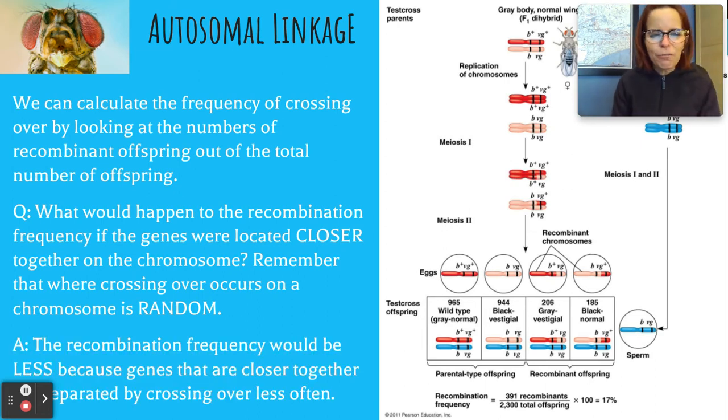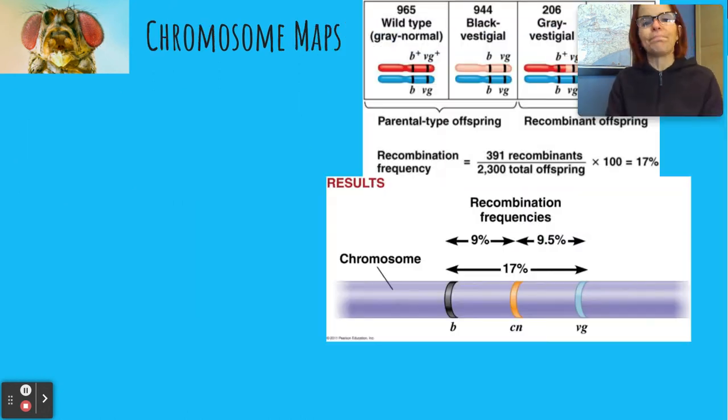Would it be 25%? Or would it be lower, like 10%? The recombination frequency would be less because genes that are closer together are separated by crossing over less often. Let me say that again. The recombination frequency would be less because genes that are closer together are separated by crossing over less often.